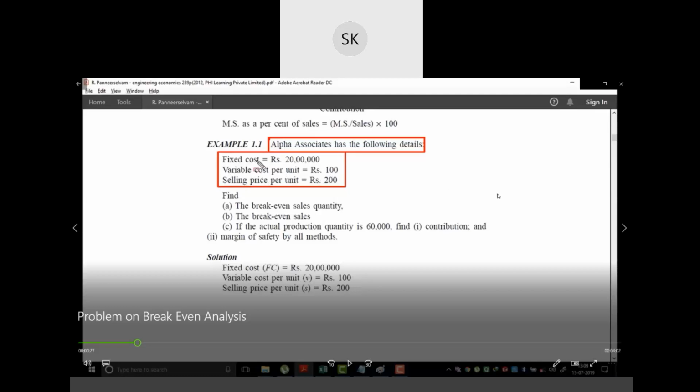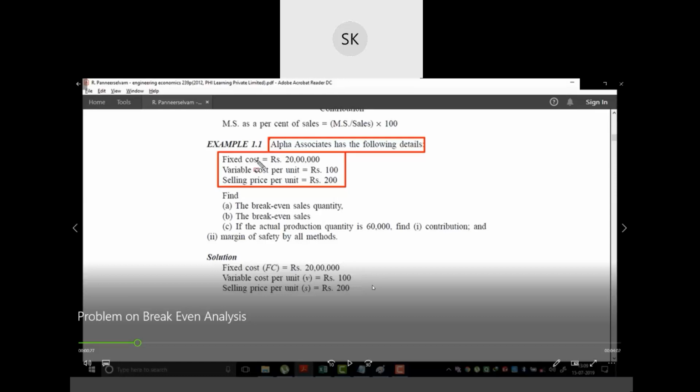So it is asking you to find the break-even sales quantity, at what quantity it will give you the break-even, then the break-even sales, and it is saying if the actual production quantity is 60,000, that means if capital Q is 60,000, what will be the contribution and margin of safety by all methods.